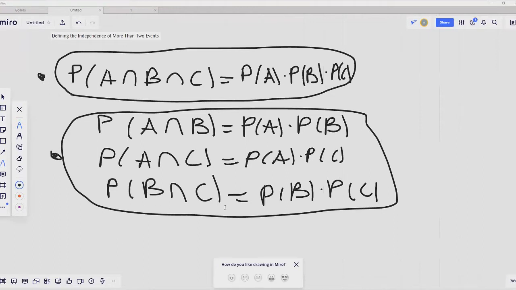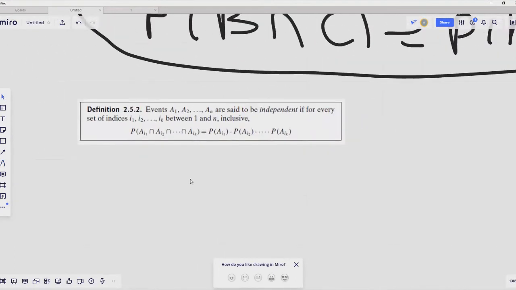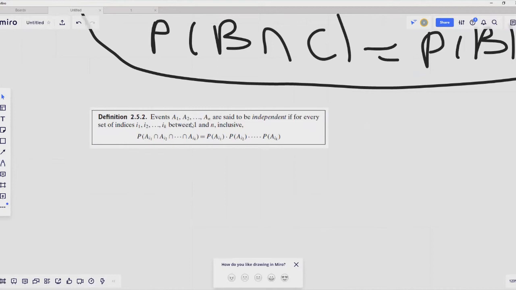Let's take a look at the following definition. So n events are said to be independent if for every set of indices i1, i2, and so on through ik between 1 and n inclusive, the probability of the intersection of these is equal to the product of individual probabilities.